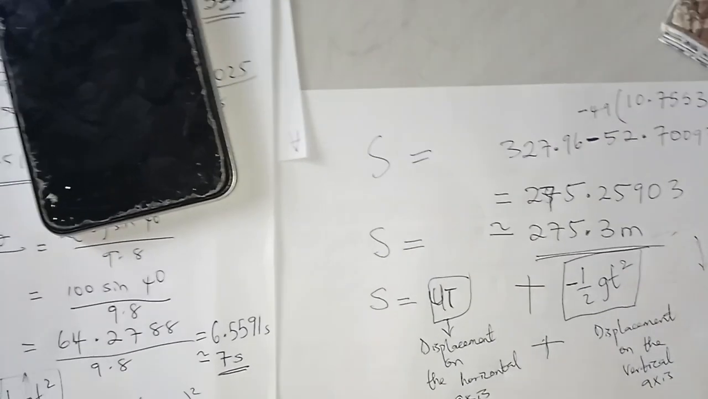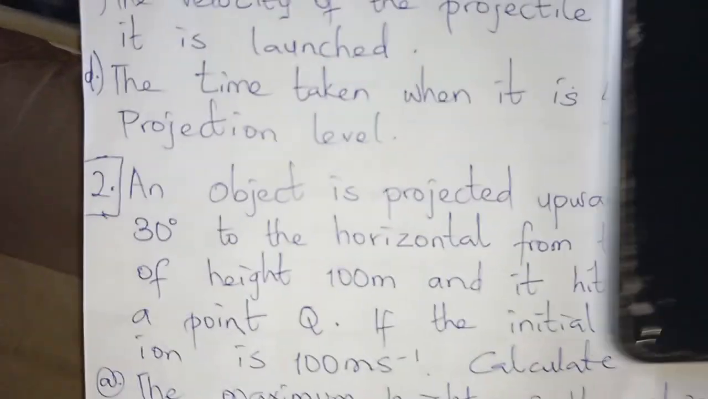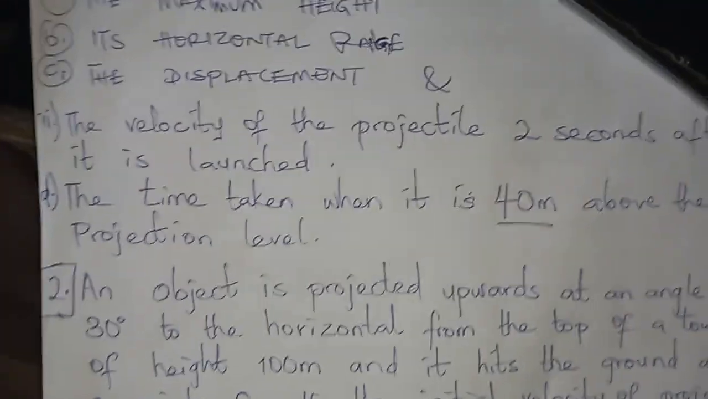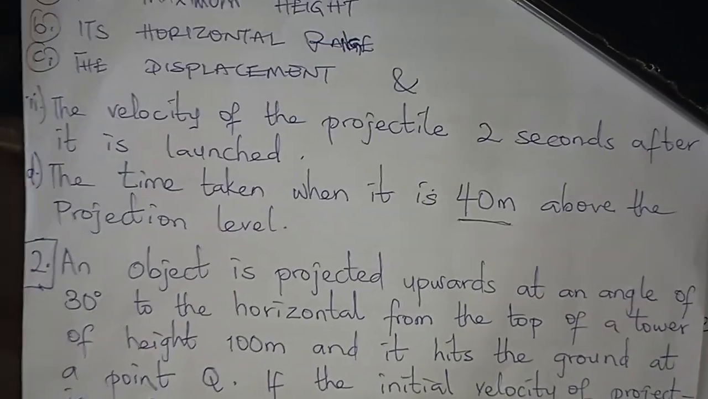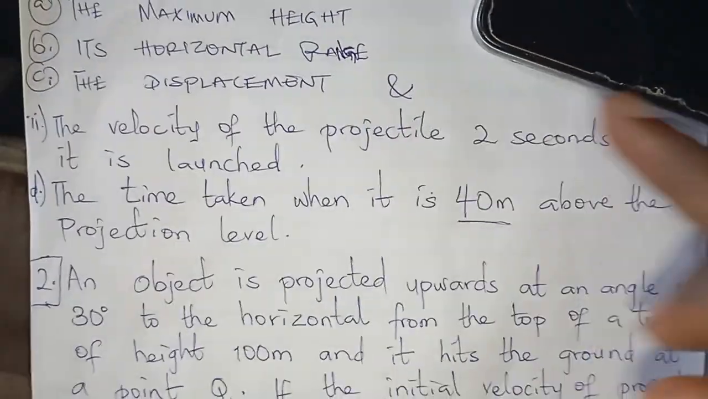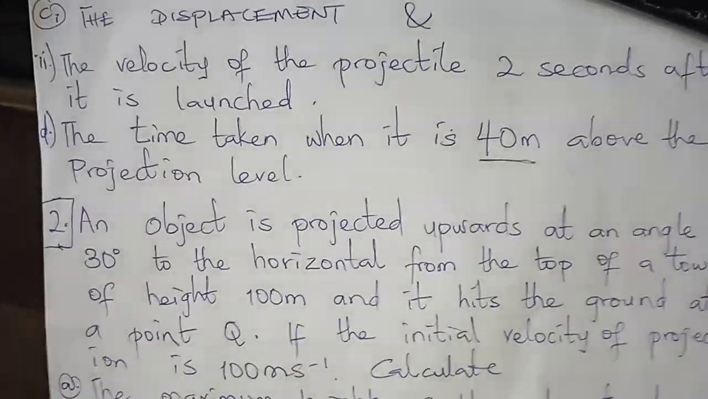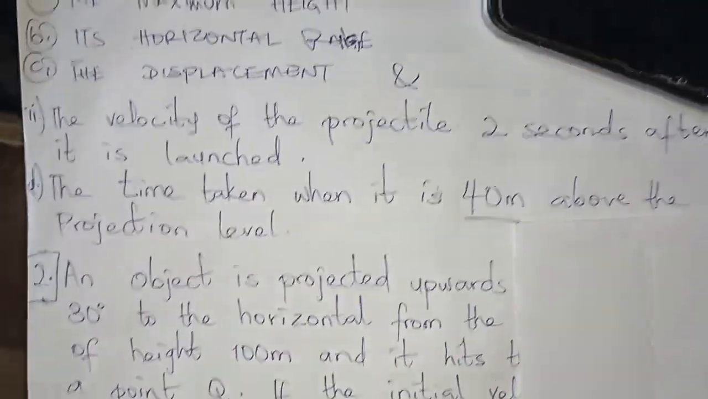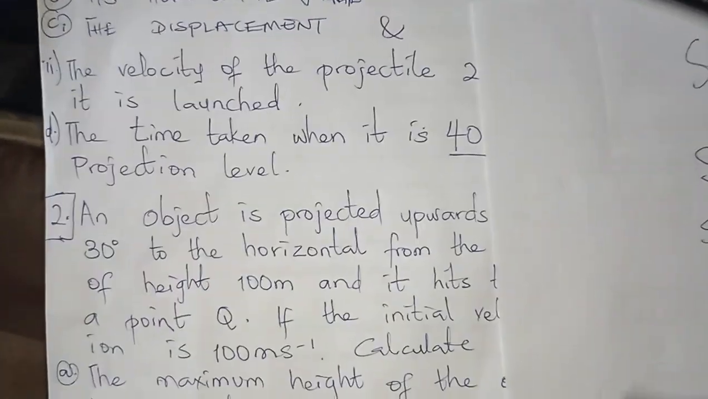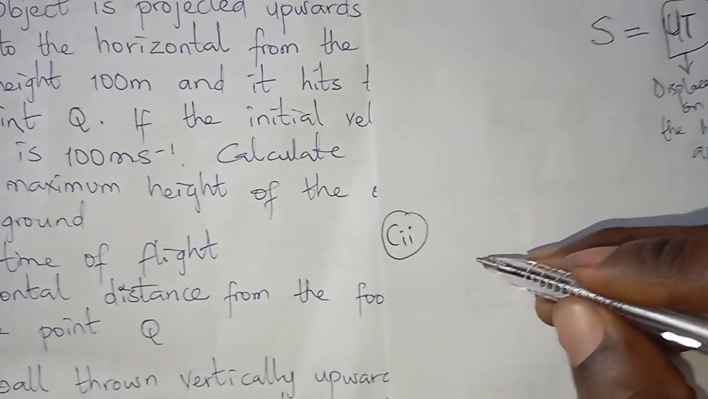Then they asked us to find something in that question. The CII part says the velocity of the projectile 2 seconds after it is launched. So let's find that. I've told you before that anytime you want to find something that has to do with when it's launched, let's solve it.